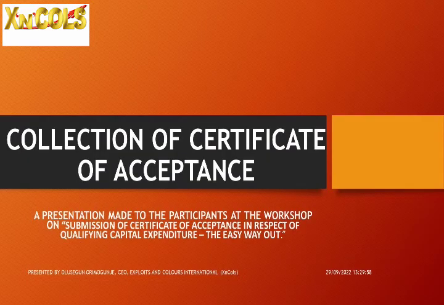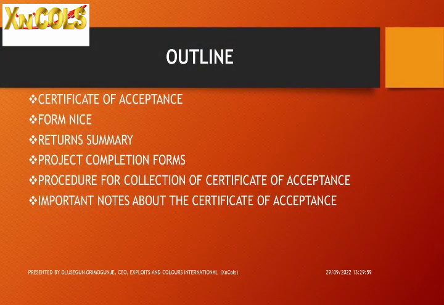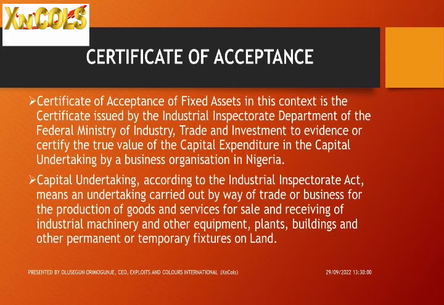Certificate of acceptance of fixed assets, usually called CAFA, in this context is the certificate issued by the Industrial Inspectorate Department of the Federal Ministry of Industry, Trade and Investment to certify the true value of capital expenditure in the capital undertaking carried out by a business organization in Nigeria. A capital undertaking is an undertaking carried out by way of trade or business for the production of goods and services or for sale, and the receiving of industrial machinery and other equipment, plants, buildings, and other permanent or temporary fixtures on land.